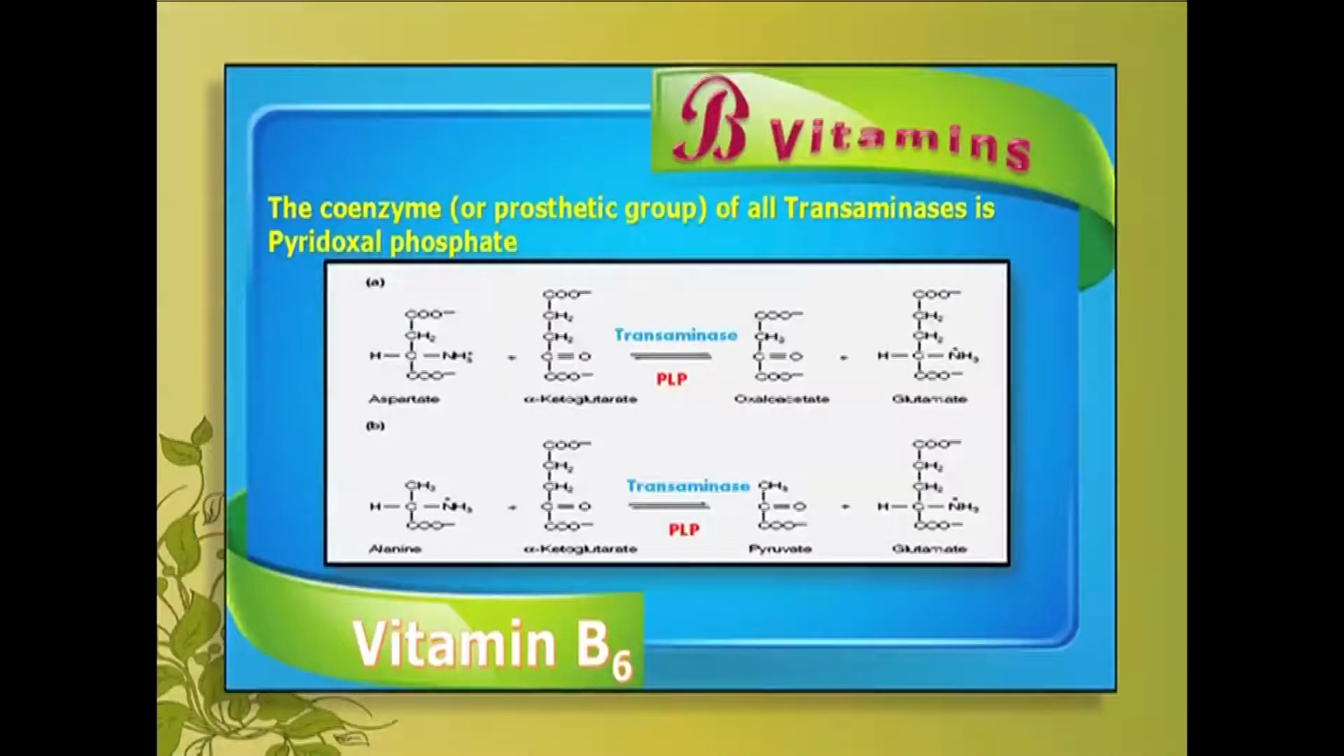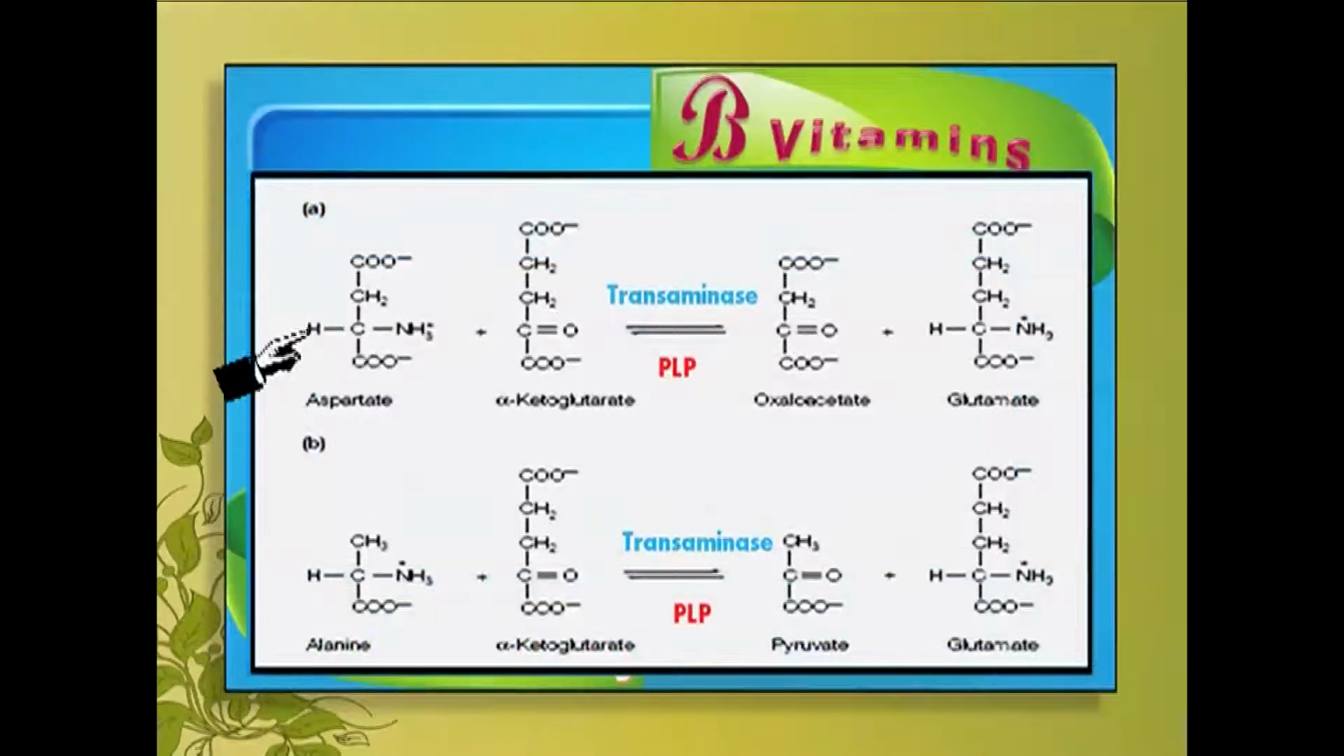This slide shows one of the important transamination reactions that is catalyzed by pyridoxal phosphate. Here, the amino acid aspartate is transaminated in presence of aspartate transaminase to form oxaloacetate, and the amino group is removed from aspartate and is taken up by alpha ketoglutarate, and glutamate is formed. Similarly, by the action of alanine transaminase, pyruvate is produced, and in the same fashion, the amino group is accepted by alpha ketoglutarate to form glutamate.